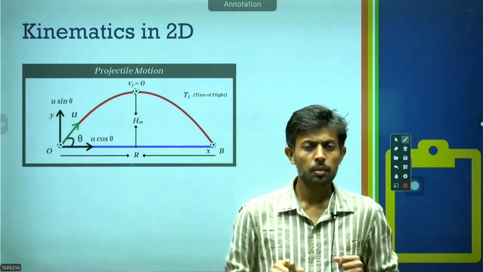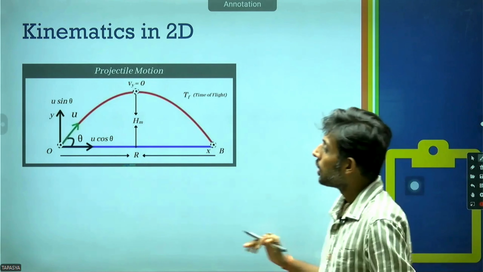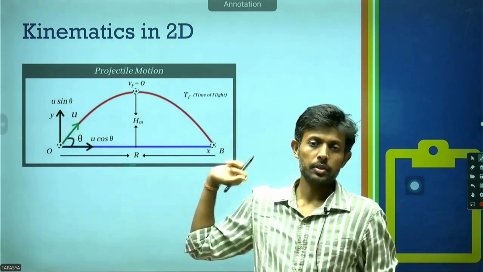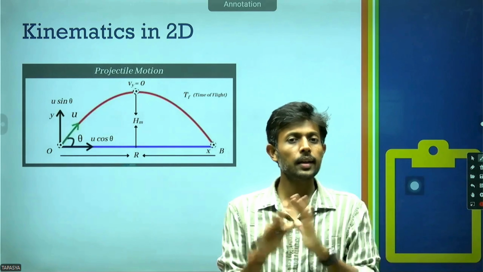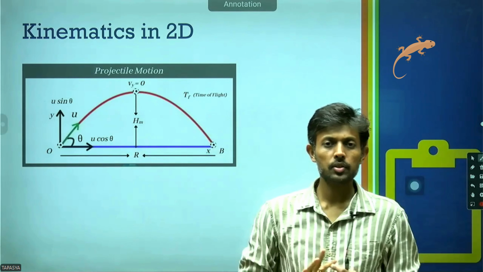From one-dimensional motion, let's now graduate to two-dimensional motion. This is an example of two-dimensional motion. That means motion is happening in a plane. A lizard moving on the wall, that's a two-dimensional motion, okay?